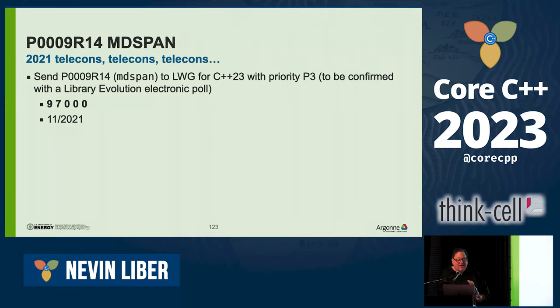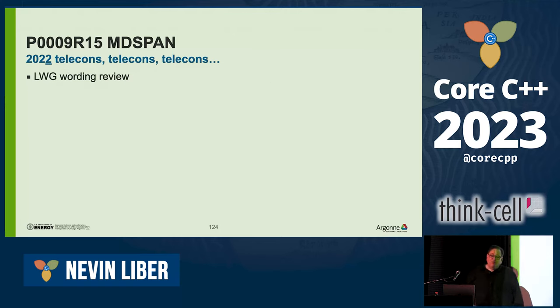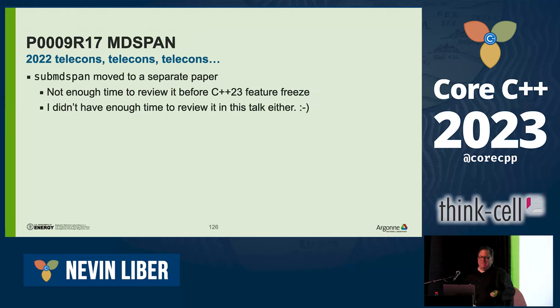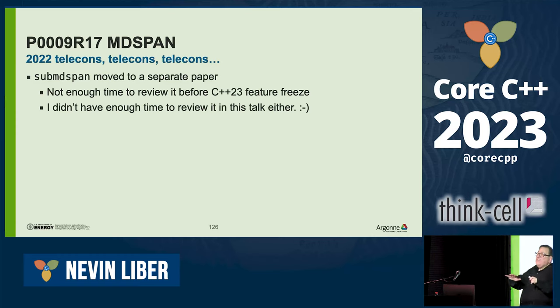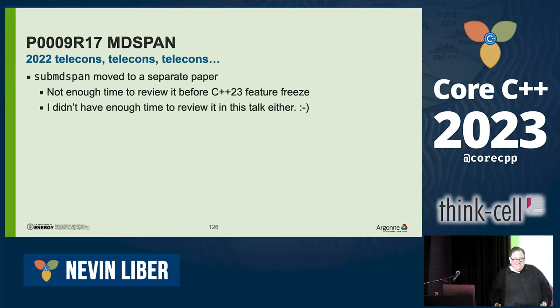Oh, we're on 14, okay. Should we put this in the standard? That's this vote. P3 means we're a new feature. Unanimous, that's November of 2021. And then a bunch of wording reviews, because there's a lot of wording in this. And it's getting close to when we have to ship. So we decided we need to pull sub-mdspan out of the proposal. We know we can add it later. We think we can add it later. We never know for sure. So we pull it out, and they didn't have enough time to review it here either.